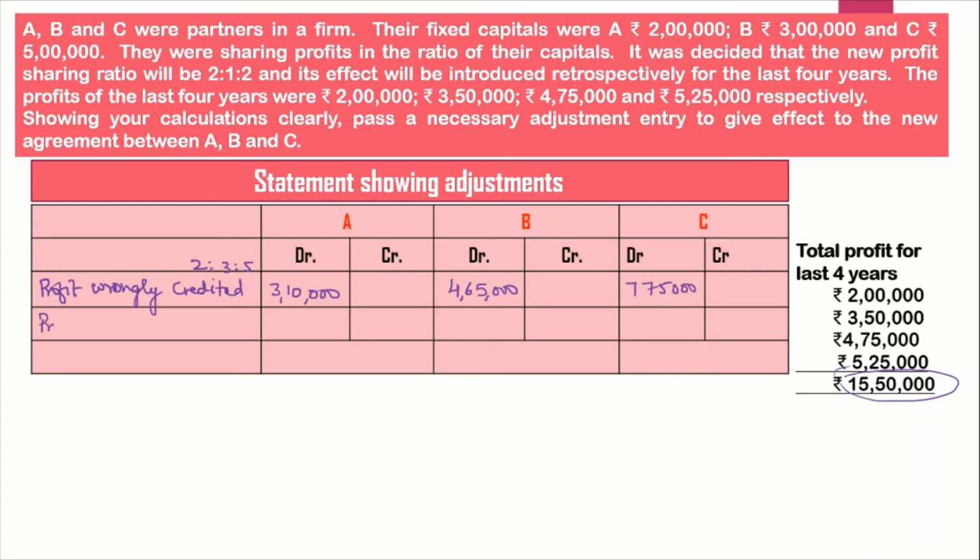Now how to go for the correct one? So profit to be credited. What is the correct ratio in which the profit is to be credited? That is 2 is to 1 is to 2. This is the correct ratio, which I'm going to calculate here. So again the same 15 lakh 50,000 distributed in 2 is to 1 is to 2. So it brings me to 6 lakh 20,000. I'm crediting this amount, 3 lakh 10,000 and 6 lakh 20,000.